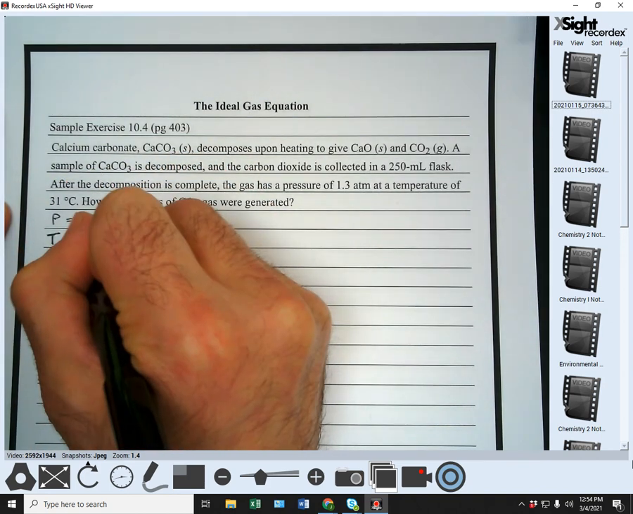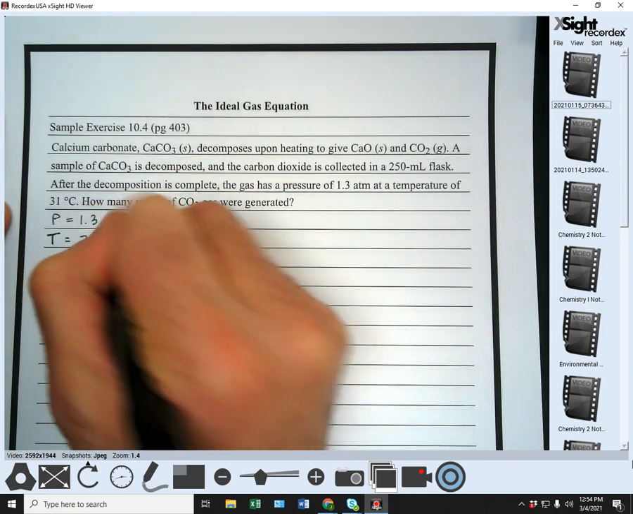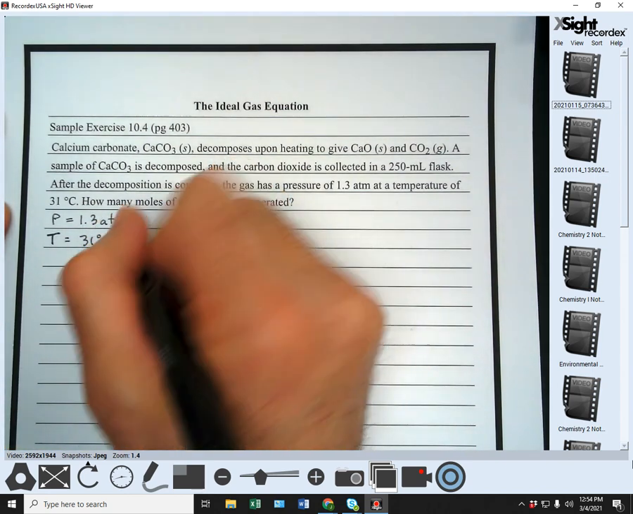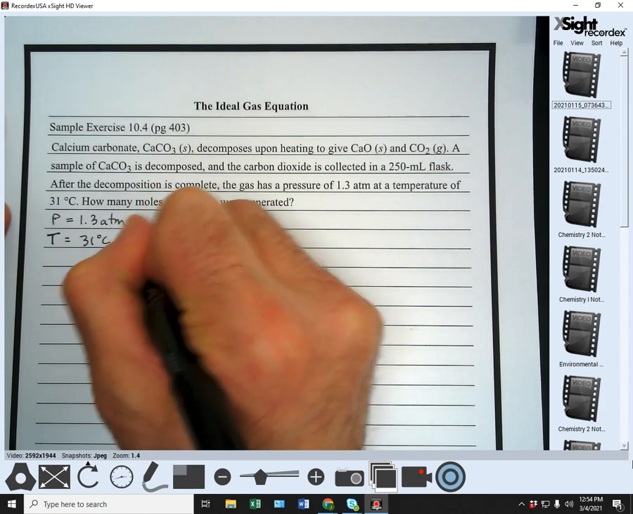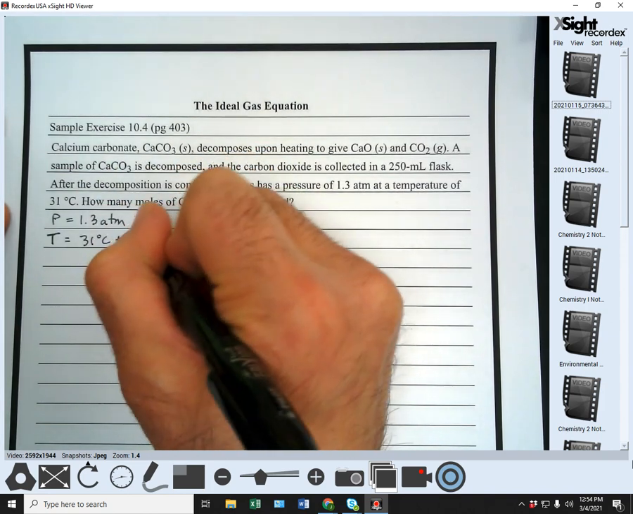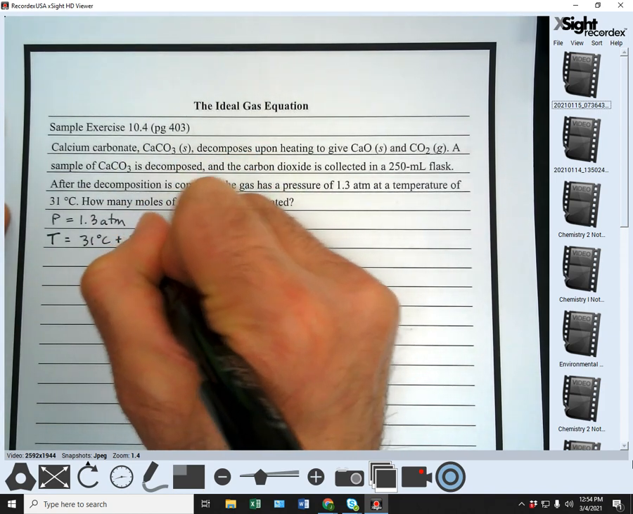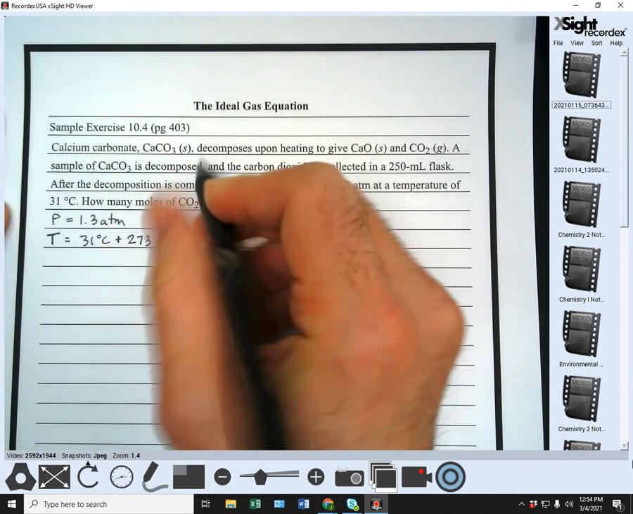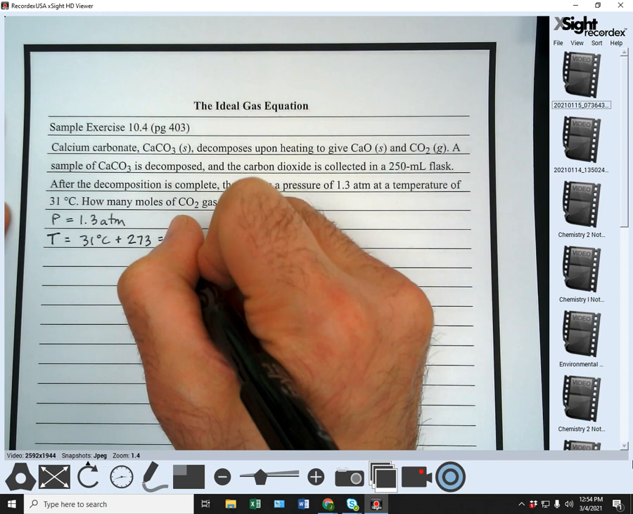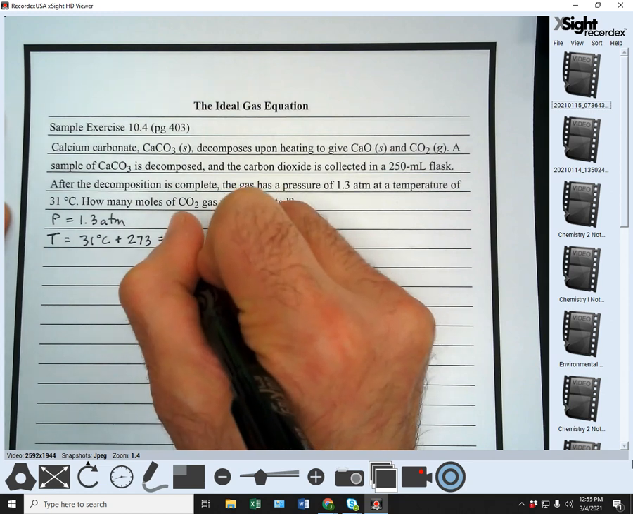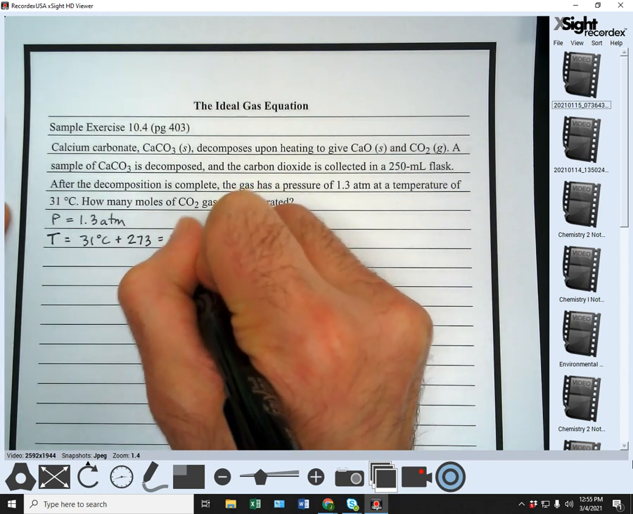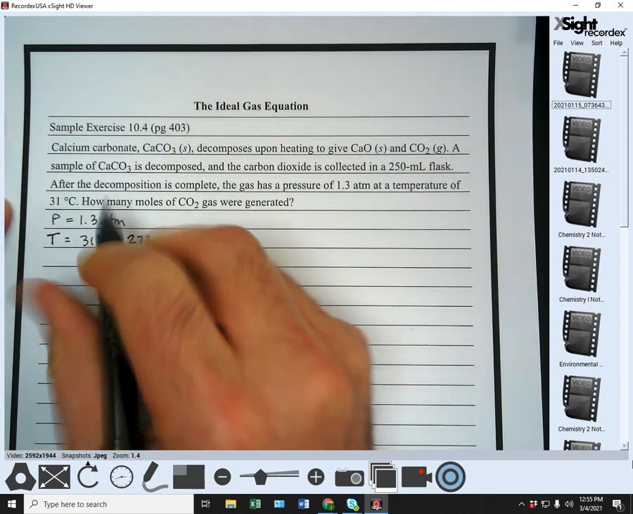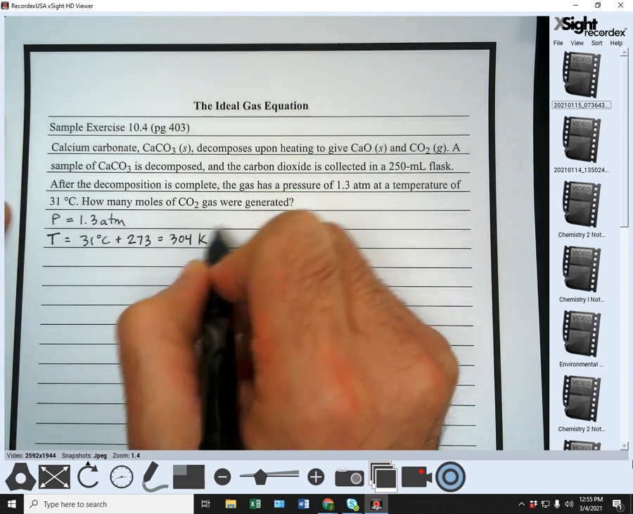is 31 degrees Celsius. And remember, for these gas equations, you always have to turn Celsius to Kelvin. So we're going to add 273. And this gives us, what is that? 304, I think. Yeah. All right. How many moles of CO2 gas were generated? So we're looking for n.